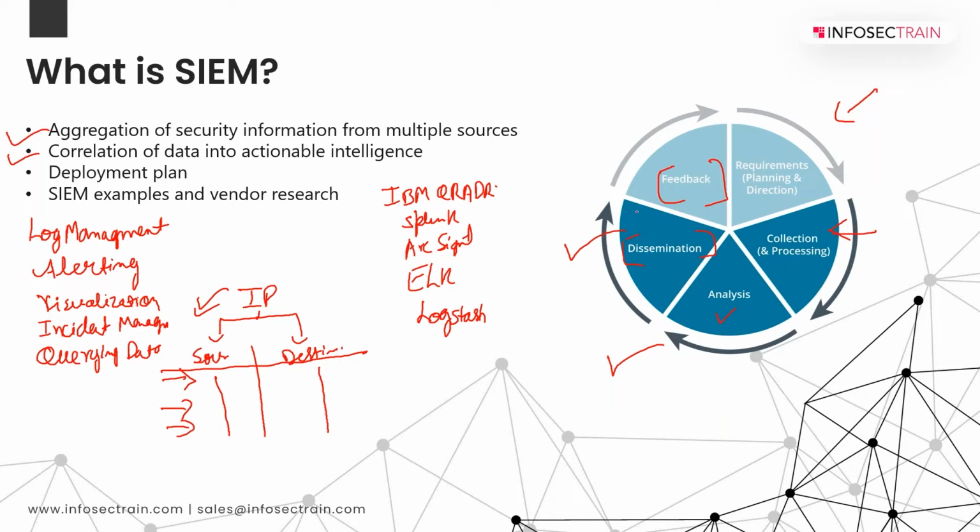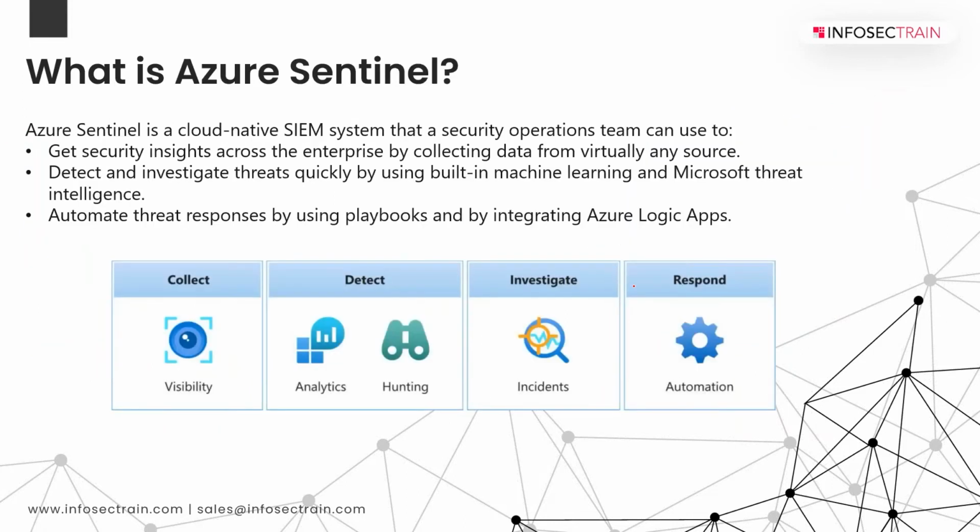For SIEMs, we collect security intelligence. So these are the kinds of options we have when we are talking about different SIEM solutions: what is happening, how things are going on, how your SIEM solutions are working, how they are reacting. This is simply the work of the SIEM. Now we are talking about Azure Sentinel.